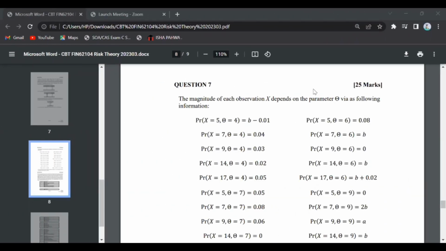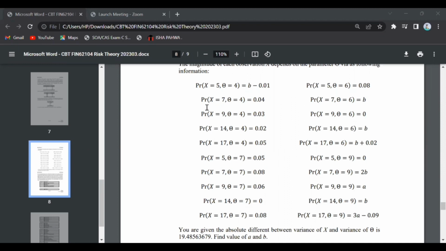Hello everyone. So today we will be discussing a question of risk theory to solve it in Excel. This is question 7 of a computer-based test. The question states that the magnitude of each observation X depends on the parameter theta as per the following information. These are the information given to us, which is the probability of X given theta.